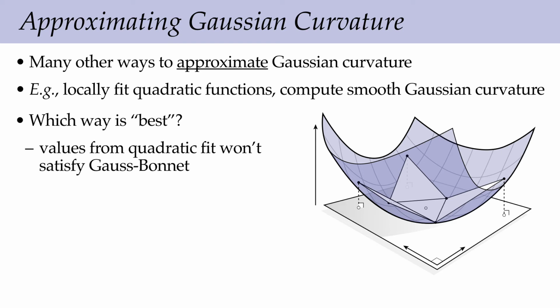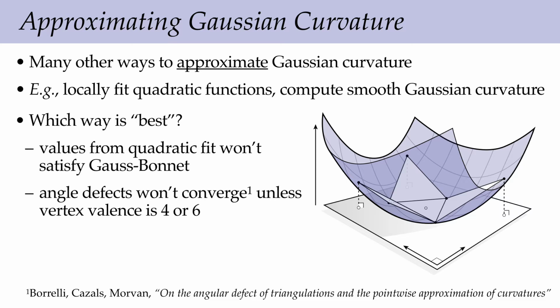On the other hand, there are things that you could critique about the angle defect definition of Gaussian curvature. One thing that we know, for instance, is that angle defects cannot converge to the true smooth values of Gaussian curvature under refinement unless the valence, or the degree, of the vertex is either 4 or 6. A little bit of a surprising fact.